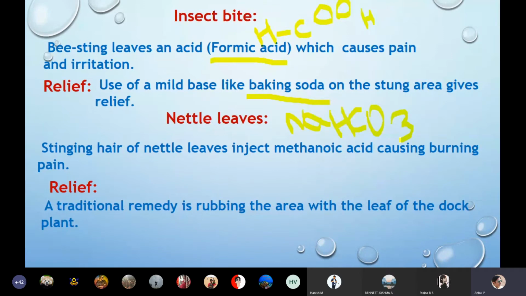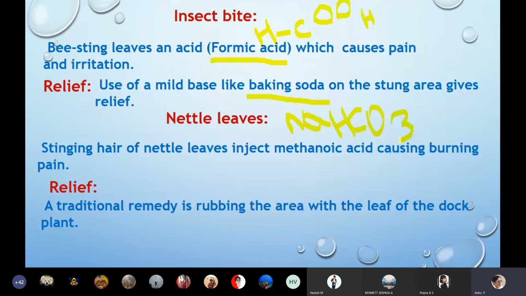Then the second thing is the nettle leaf. Not only insects, there are some plants which can also inject acid into our body. The stinging hair of nettle leaves injects methanoic acid, causing burning pain. When nettle leaves inject methanoic acid into our body, it can be rectified by applying the dock plant. This is the plant which contains a base.